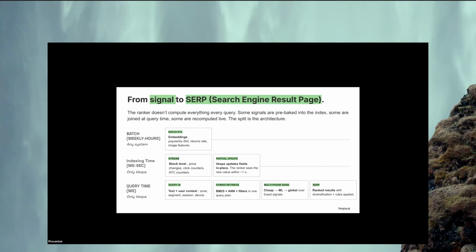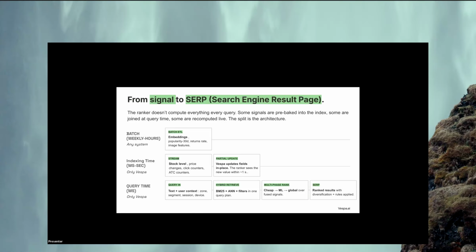Okay, from signal to SERP. Different signals belong on different time scales, and Vespa supports all three. There are really multiple ways to integrate signals. The first way is doing it in batch mode, which is the traditional approach. You can collect query result click pairs over a week, and you can retrain the model weekly and redeploy. This works well and is good for heavy, slow moving features like embeddings, 30-day popularity, return rate, etc.